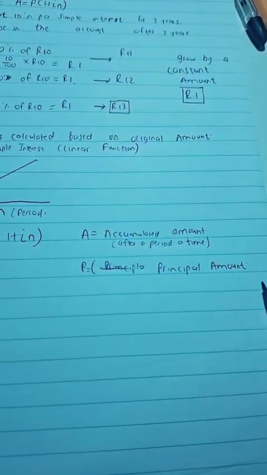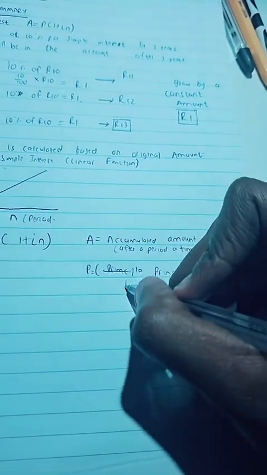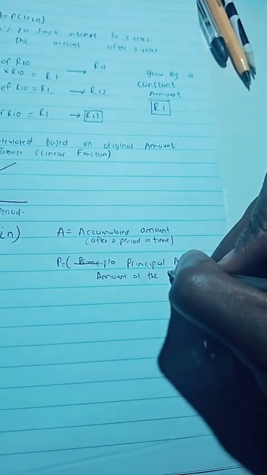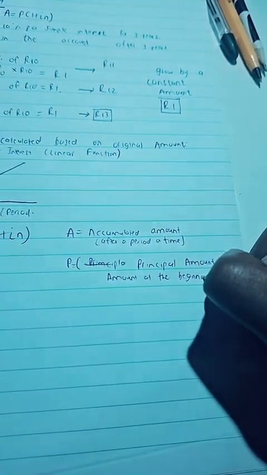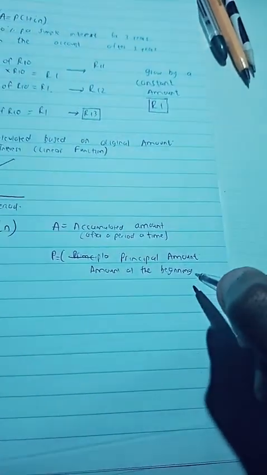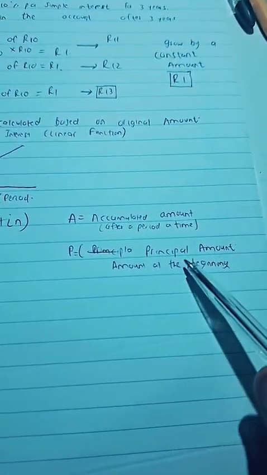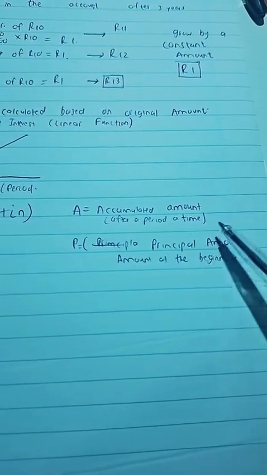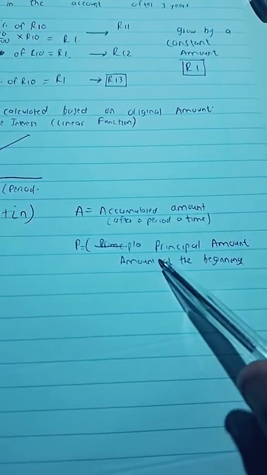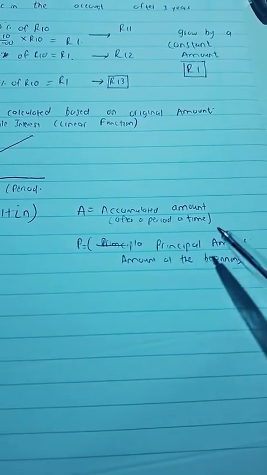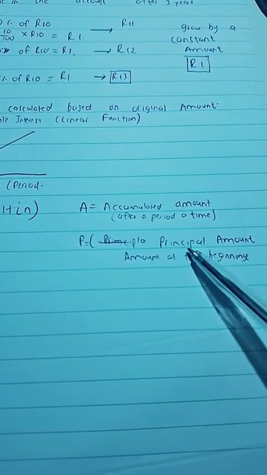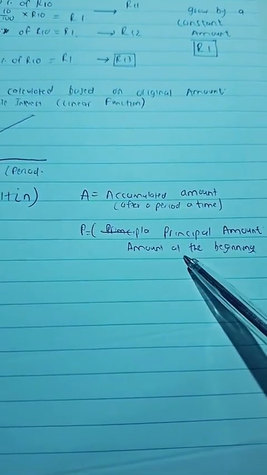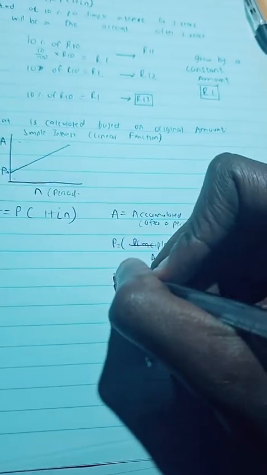Okay, principal amount, in other words, it is the amount at the beginning. So remember, two situations here. We could either have a savings account situation where we are saving money for a future period of time, or we could also be looking at a loan amount. Okay, so principal amount, that's P.